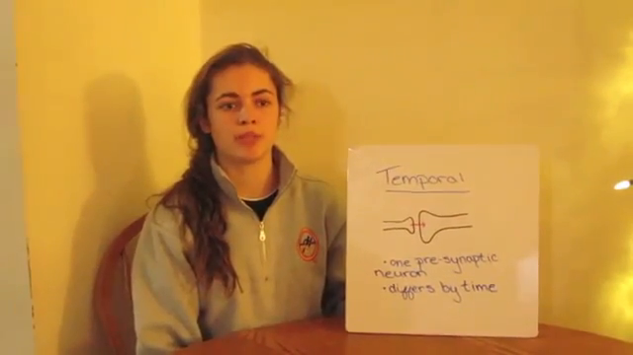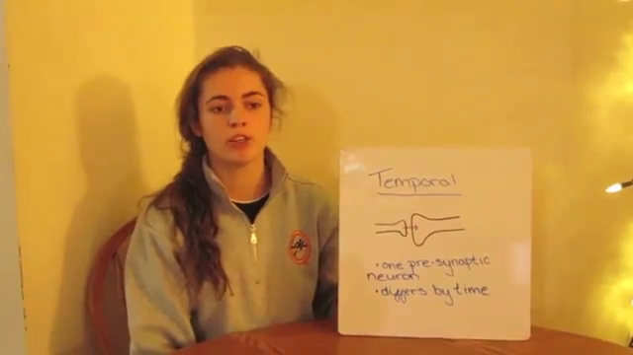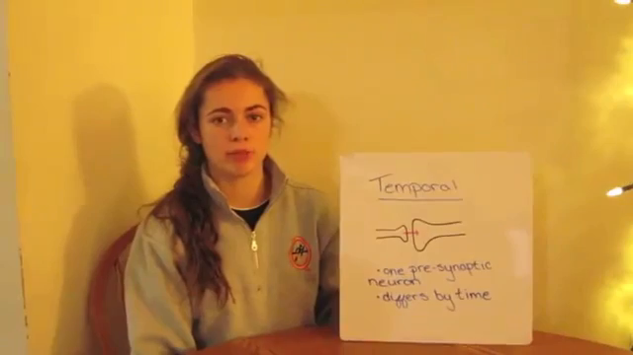Temporal summation occurs when a single presynaptic neuron fires many times in succession, which then causes the postsynaptic neuron to reach its threshold, which then initiates an action potential.